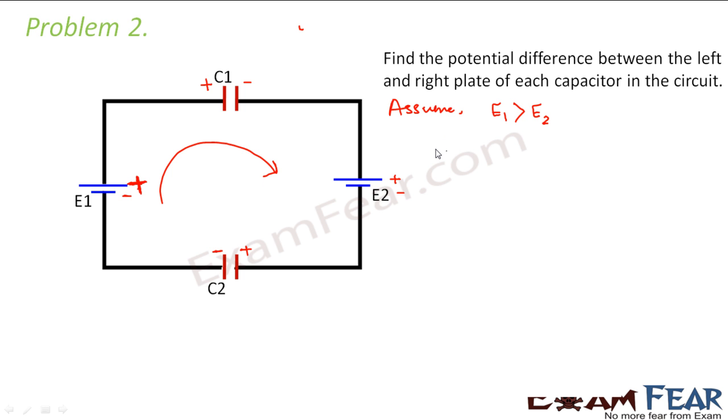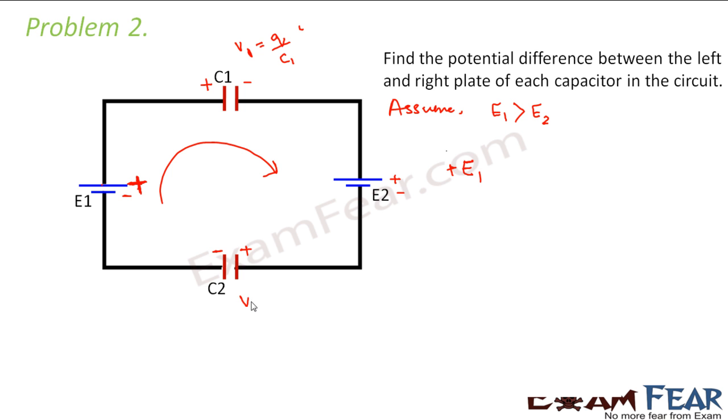Now let me write down the equation as per Kirchhoff's law. According to Kirchhoff's law, let me start from E1. So what would be the sign of E1? It is departing from the positive plate, right? So it will be plus E1. Now I go to the first capacitance. So what is the voltage across the first capacitance? I don't know the voltage across the first capacitance. Actually, that is what I have to calculate. So the voltage across this capacitance, let us suppose that is V1. So this V1 will be equal to Q divided by C1.